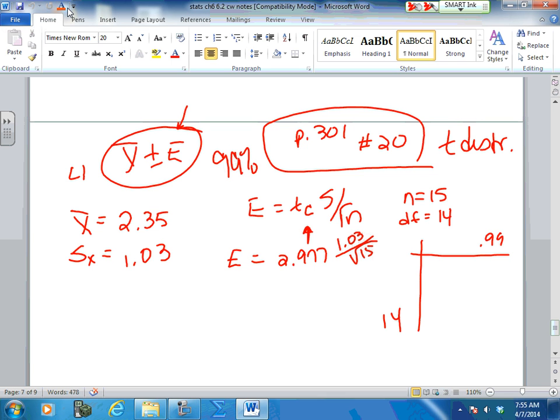Wait, how did you get the You go to your t distribution table, degrees of freedom 14, confidence interval 99, and you pull this off. It's right up on top. It's your first line, confidence interval. The problem said do a 99%. I didn't make it up.